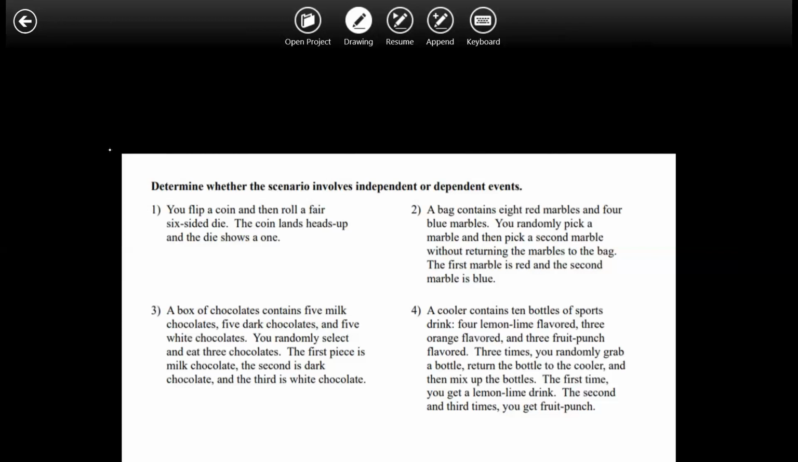He ate one of each. He happened to pick one of each. Independent events. The question can be switched. It has the same kind of setup.